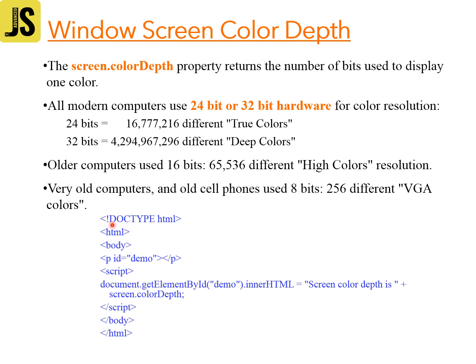If you want to access the screen color depth, you just specify the property like this: document.getElementById("demo").innerHTML equals screen.colorDepth. So inside the script tag you just mention screen.colorDepth. Just directly we can access the color depth property using the screen keyword. So the corresponding browser's color depth will be displayed.